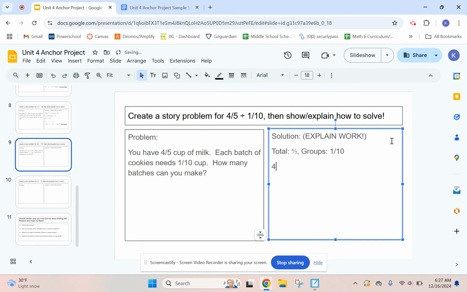So we have 4/5 divided by 1/10. Now let's do our keep, change, flip. Keep 4/5 the same. Change to multiplication. And then flip. 1/10 becomes 10 over 1. All right, look at the tops. 4 times 10 is 40. Now on the bottom, 5 times 1 gives you 5. 40 divided by 5 is 8. So it would be 8 batches.